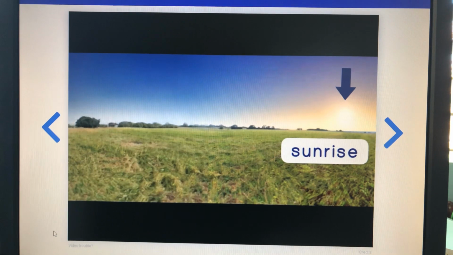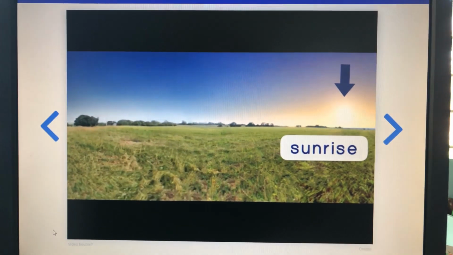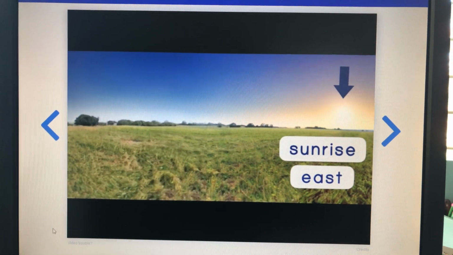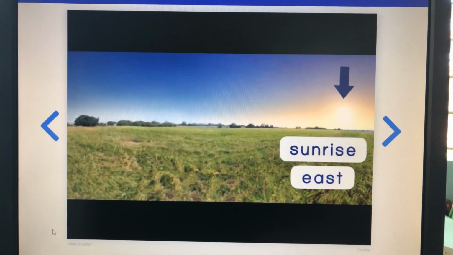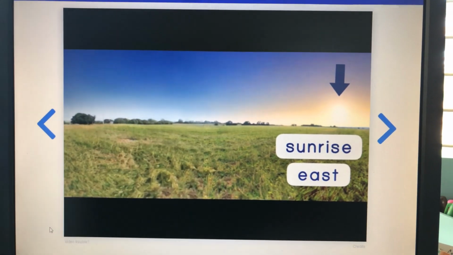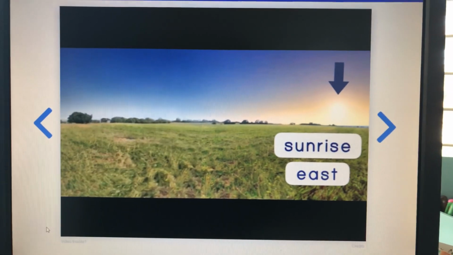The side of the sky where the sun comes up, we might call it the sunrise side of the sky. But there's another word for this, a word you might have heard before, and that's east. The sun rises on the east side of the sky. The word east actually comes from an old word that had to do with sunrise.